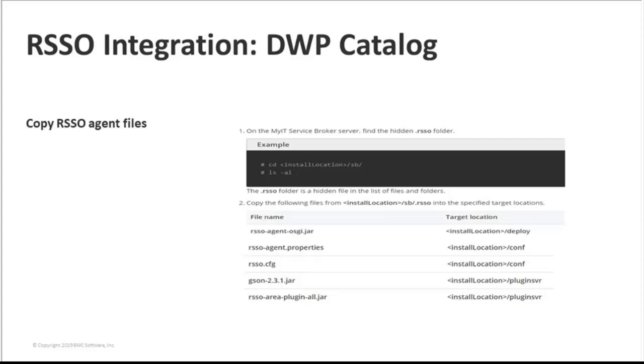Yeah. So this Service Broker comes with its own AR server, unlike the external AR server you see when you do this with the Midtier and MyIT. In the case of Service Broker, the AR server is embedded inside the Service Broker installer, which is why under the install location of Service Broker, you also see the plugin server folder. So the RSSO AR plugin all jar is actually the RSSO plugin file that should be stored on the AR server. But because the AR server is within the Service Broker, you use the same install location plugin server folder to copy the files.